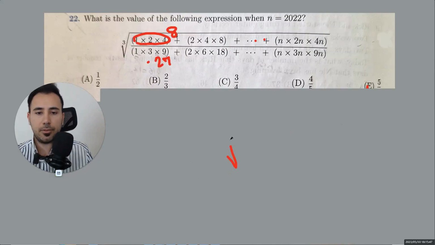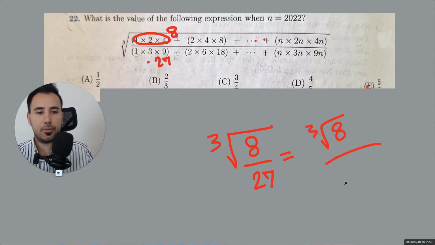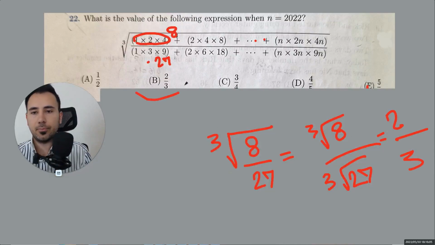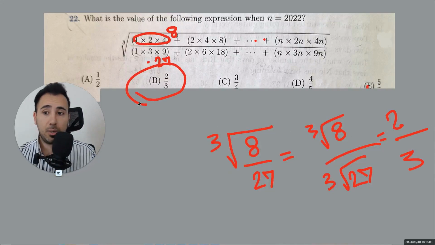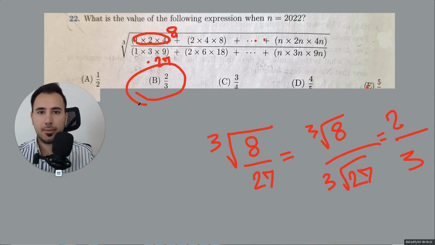So we want the third root of 8 over 27. So the third root of 8 over the third root of 27. This would be 2, and this would be 3. Well, actually, this wasn't a difficult question. I just wanted to explain it a lot so that everybody understands. So, not very difficult.